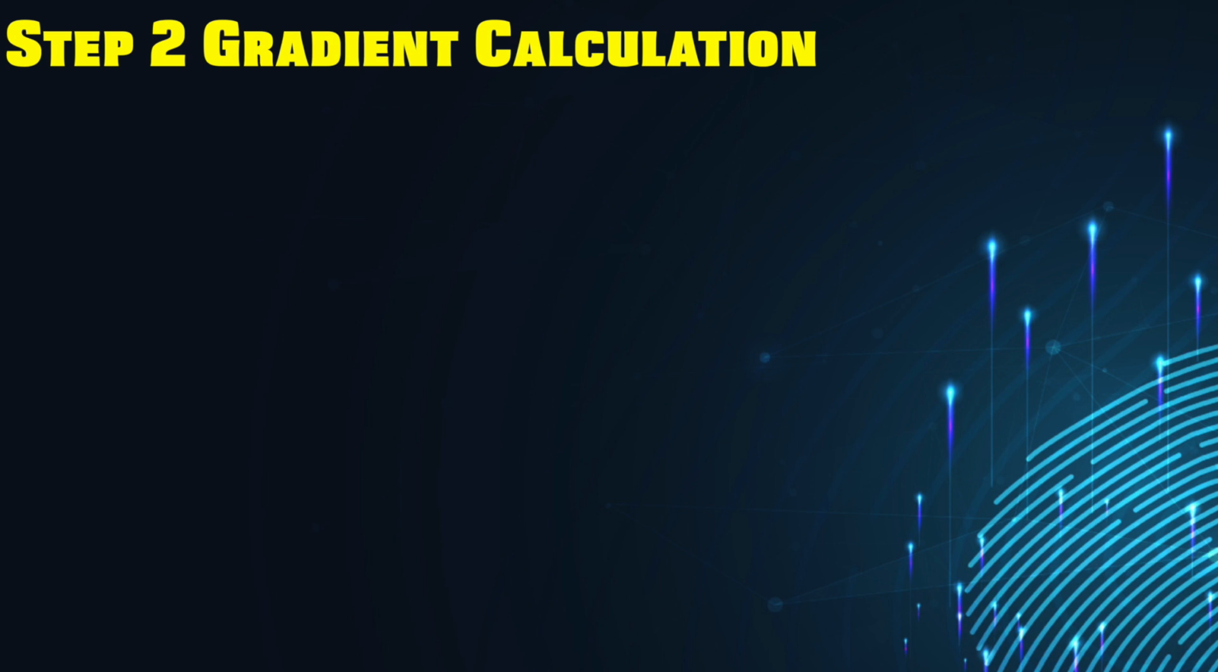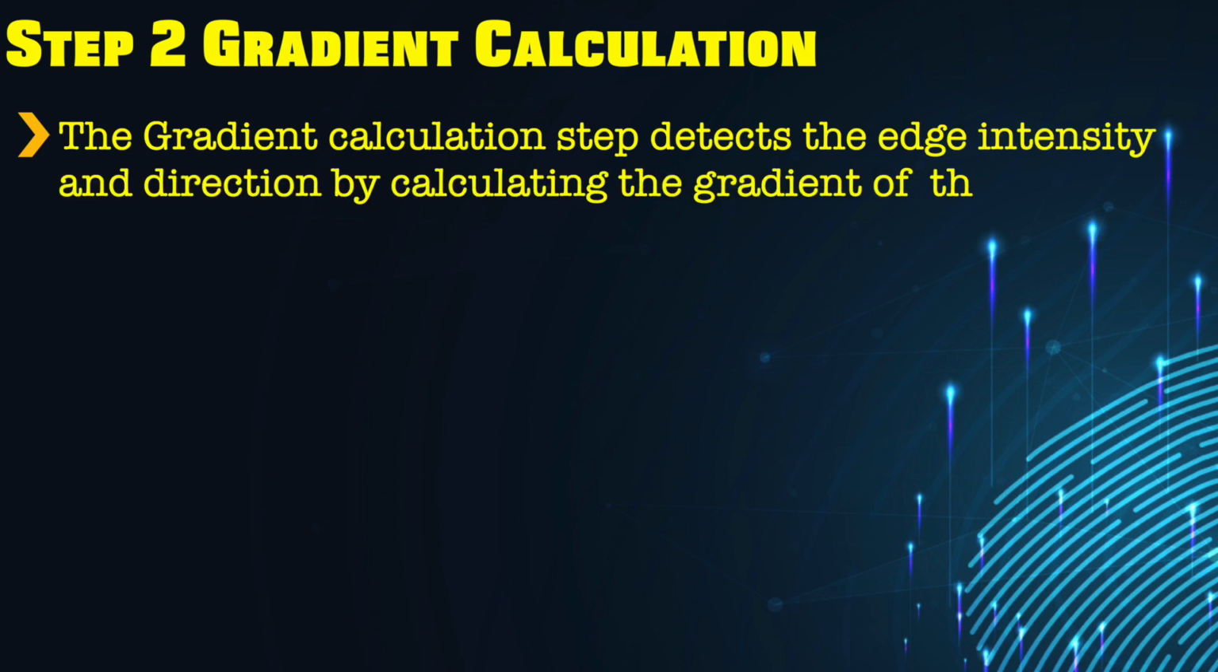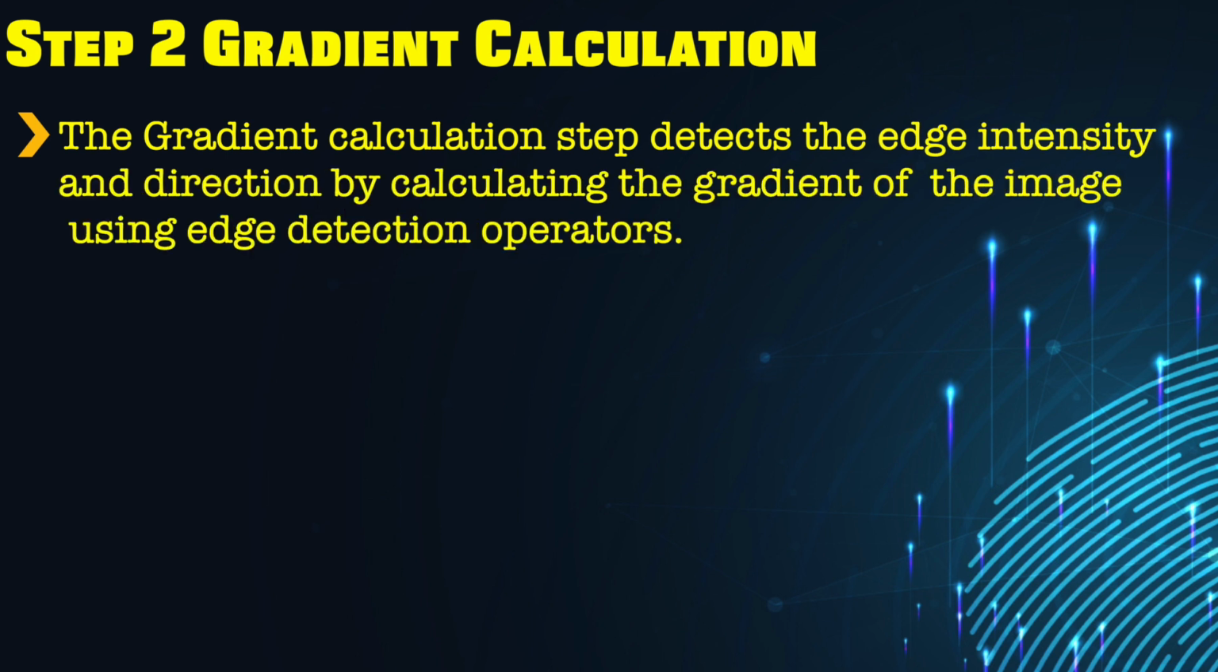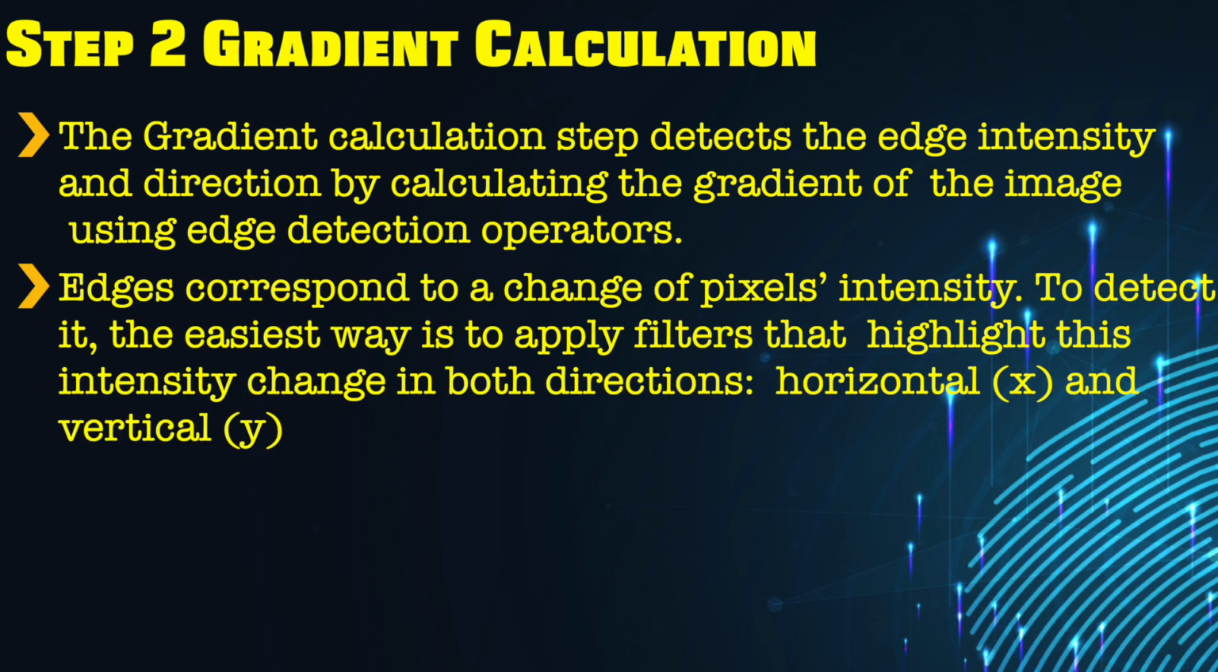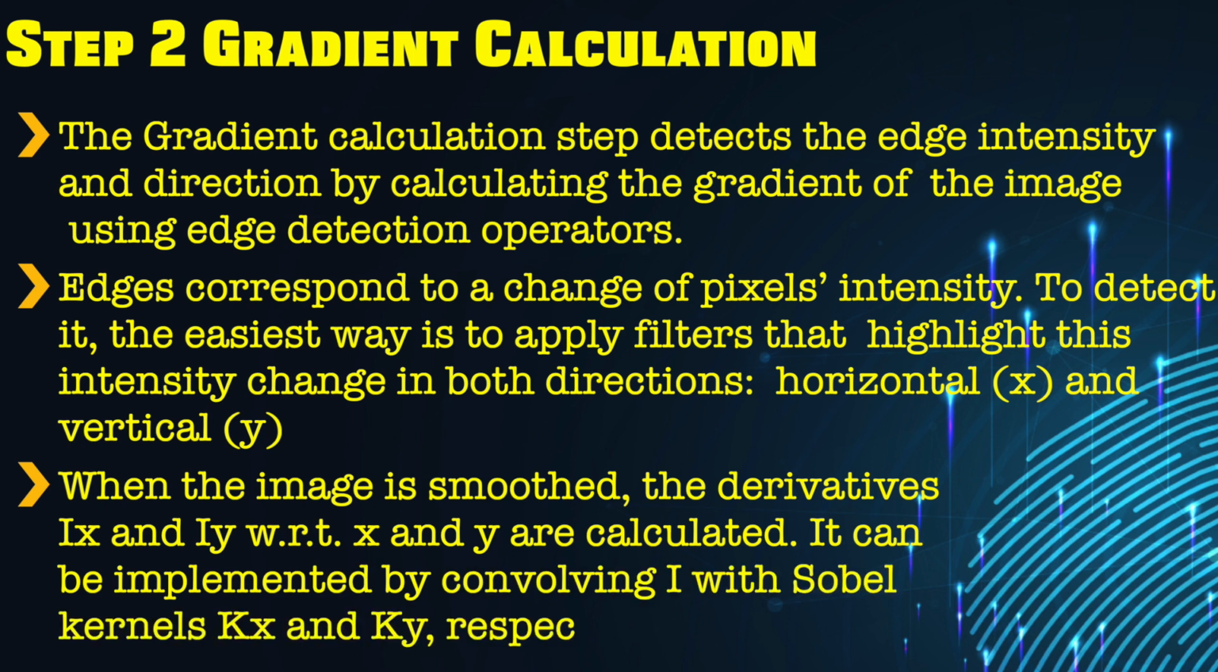The second step of Canny edge detection is gradient calculation. The gradient is for the purpose of edge detection. This is the main step of edge detection. It detects the edge intensity and direction by calculating the derivative or gradient of the image with the help of an edge detection operator. For edge detection there are many operators. I have already discussed the Sobel operator and the Prewitt operator. Here the operator that is used is the Sobel operator.